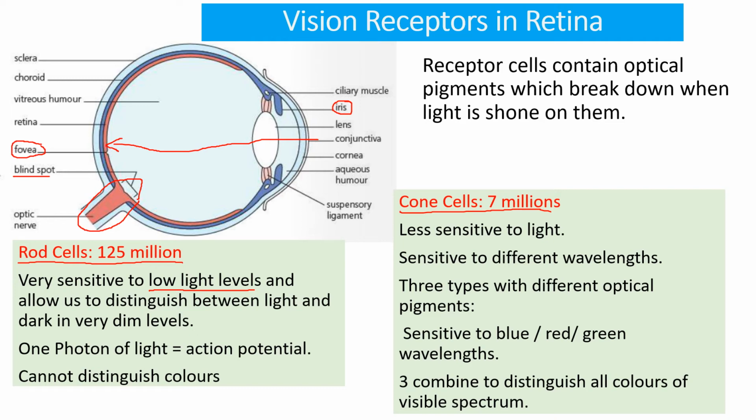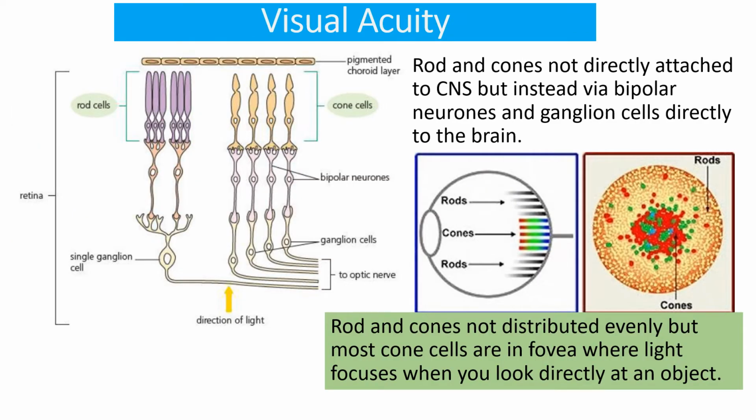So let's have a look at these in a bit more detail. Here we have a picture of the rod and cone, and it shows you that the rods and cones are not directly linked to the optic nerve themselves, or to the central nervous system. They're actually connected by cells called ganglion cells, and these cells then connect to the optic nerve, which then connects to the brain. And also within the eye, they're not even evenly distributed.